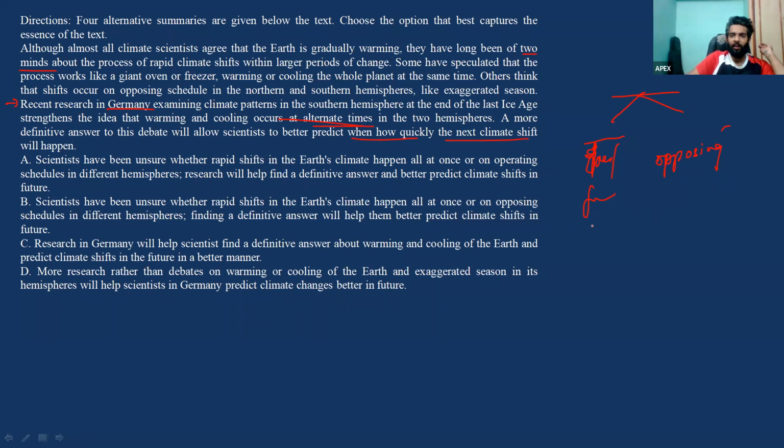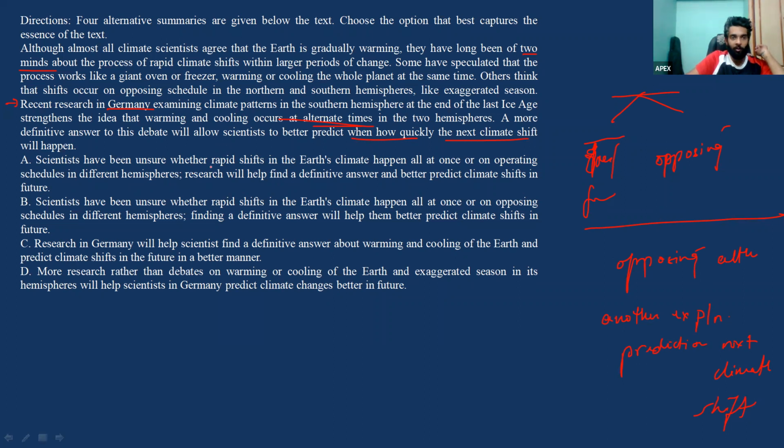So we are seeing that it's happening in opposing schedules, although there was another explanation. And this will help scientists come to a prediction about the next climate shift. Cool. So which option has all of this?